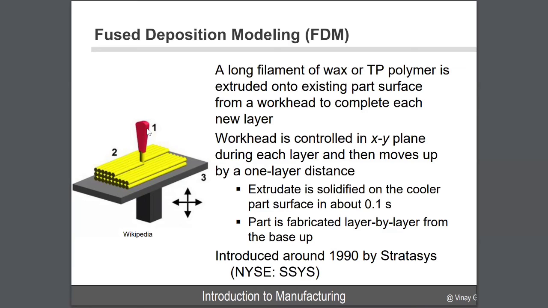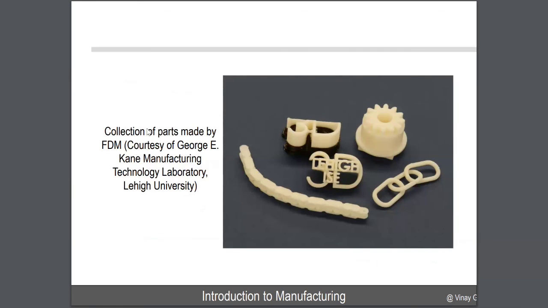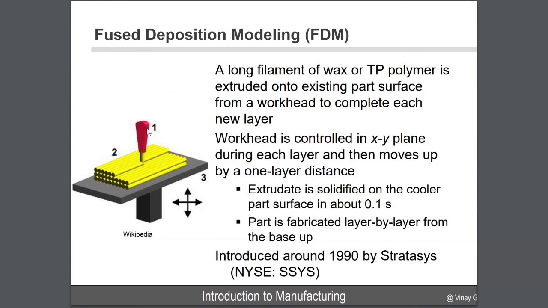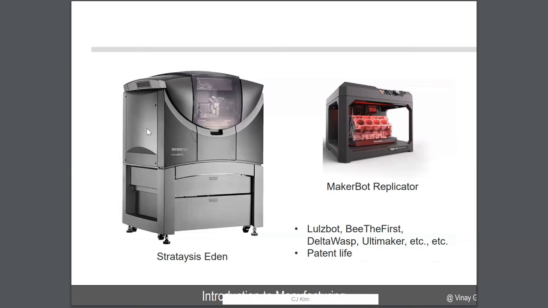This was introduced for the first time in the 1990s by Stratasys, and it is something that's used today, even to make parts for a lot of different applications. This particular process also has its disadvantages. I'll be talking about that towards the end of this lecture. Here are some examples of the kinds of parts you can make with the fused deposition modeling. And then here is a Stratasys Eden system and a MakerBot Replicator. This MakerBot can be purchased for in-home use and has a pretty significant capability there.